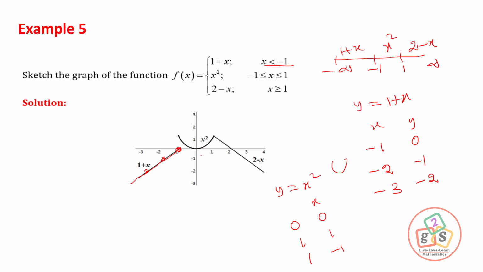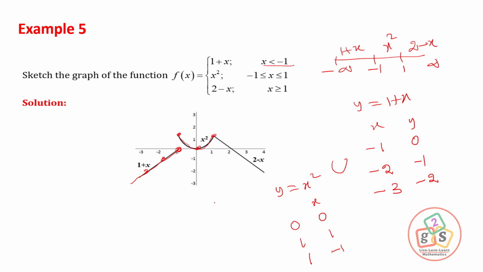So in the graph we can draw 0 comma 0, here 1 comma 1, right? So minus 1 comma 1. So it's a parabola, so don't join by a line. It's a parabola, we know. So we can draw like this.